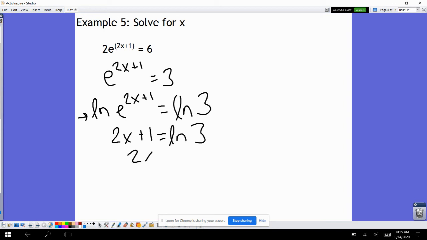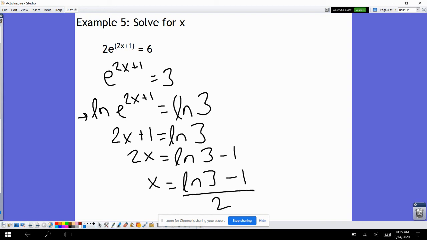So subtract 1: 2x is equal to the natural log of 3 minus 1. Divide by 2: x equals the natural log of 3 minus 1, over 2. That is your exact answer.